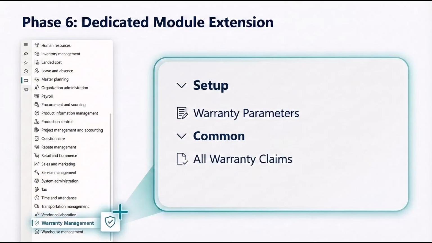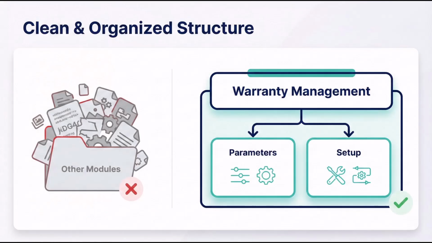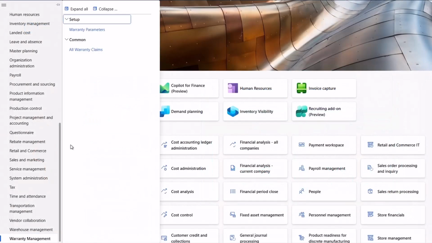Alright, phase 6 now. Here is where things get interesting. We have our form and our menu item, but we need a place to put them. We aren't just going to hack this into an existing menu. Instead, we're going to create our own dedicated warranty management menu. This keeps our module clean and organized. Instead of burying our settings deep inside another module, we'll have a top level container for all things warranty related.